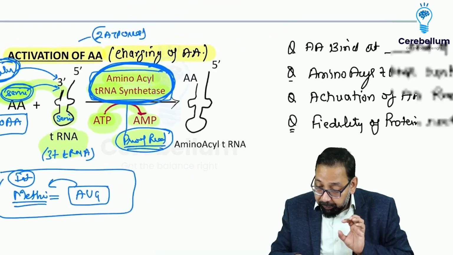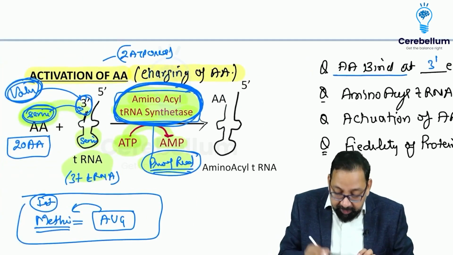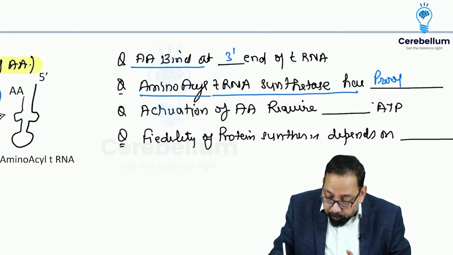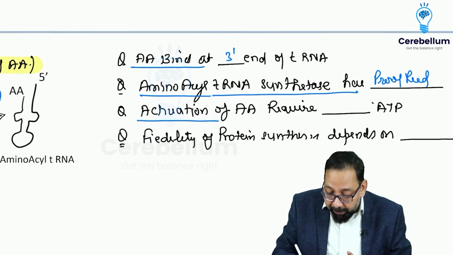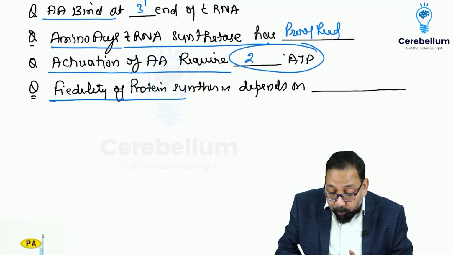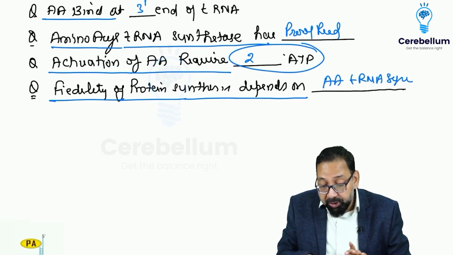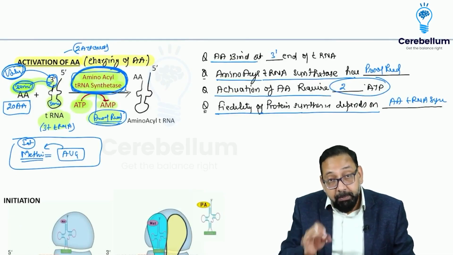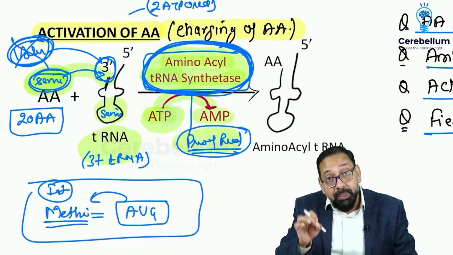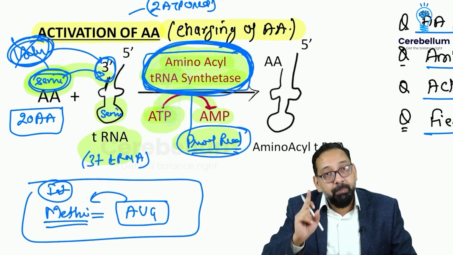So now I solve questions. Amino acid binds at the 3 end of transfer RNA. It binds at the 3 end. Aminoacyl transfer RNA synthetase has proofreading. Proofreading question. Activation of amino acid or charging of amino acid requires 2 ATP. Fidelity or reliability of protein synthesis depends on aminoacyl transfer RNA synthetase, because this is the only site where proofreading occurs. If by mistake this proofreading fails, means this valine is not removed, in protein synthesis, in place of serine, valine will come. Abnormal protein will be synthesized.